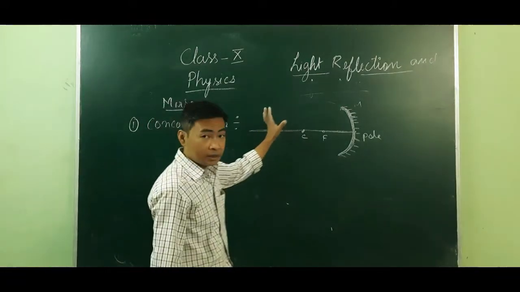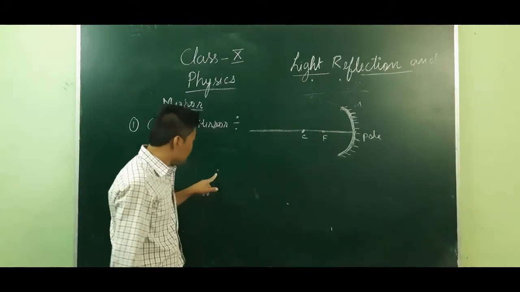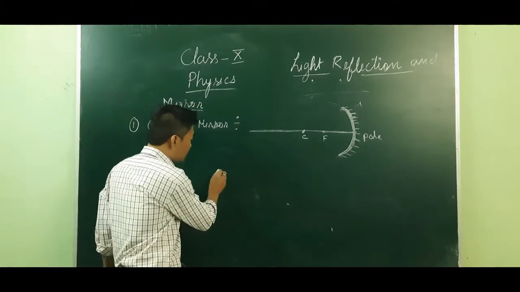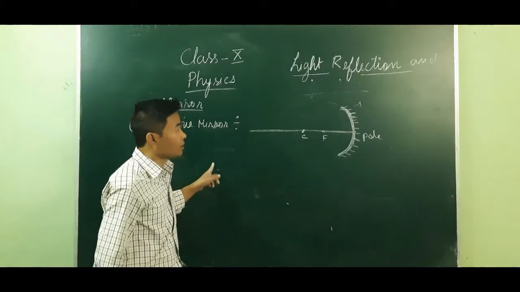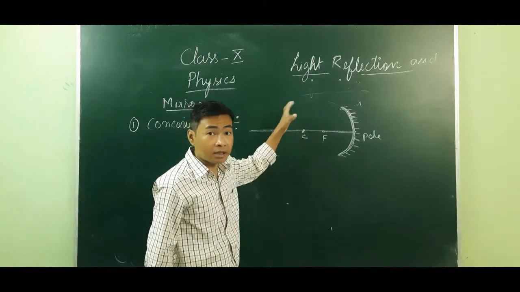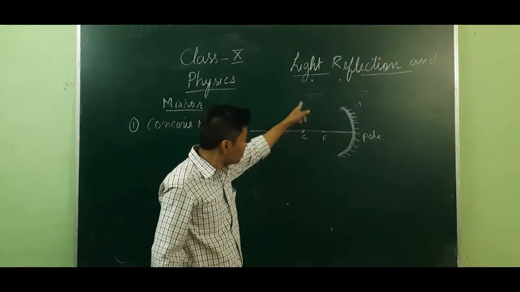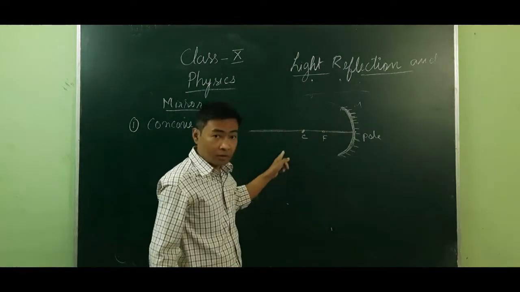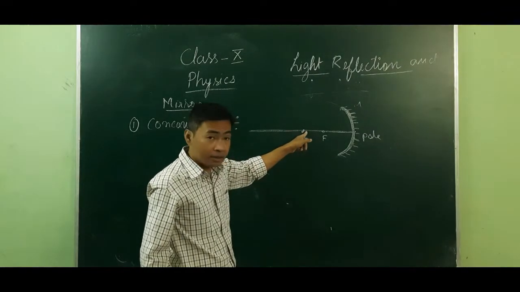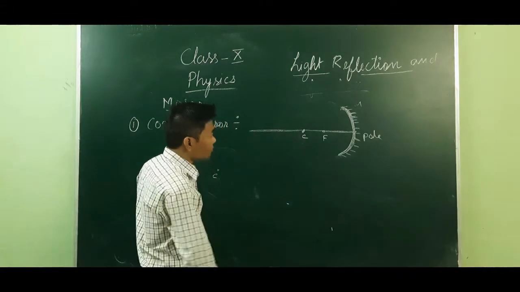Same like that, a spherical is also a round which has a center, right? Now this point, center of the circle, here it is called center of the circle, but here it is called the center of the curvature because it's not a circle but it's a curvature. It is a spherical round surface. So the center of this spherical object, that center is called the center of the curvature. Okay.